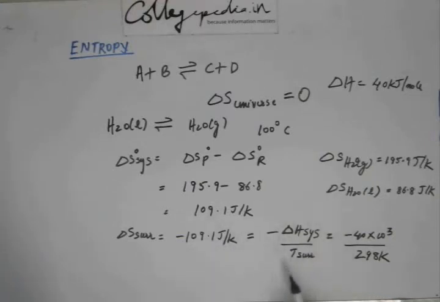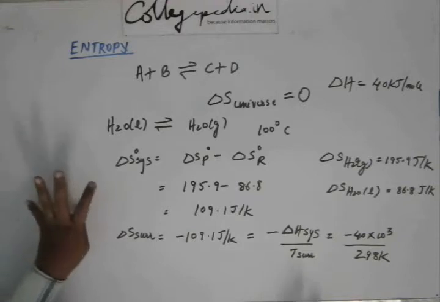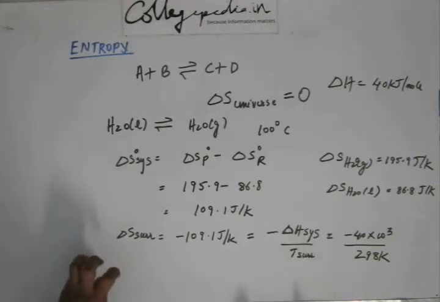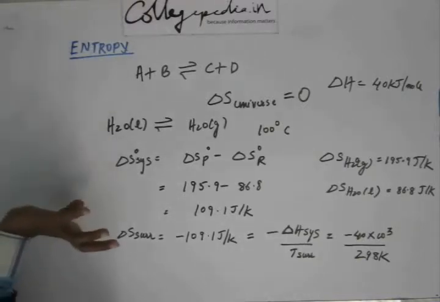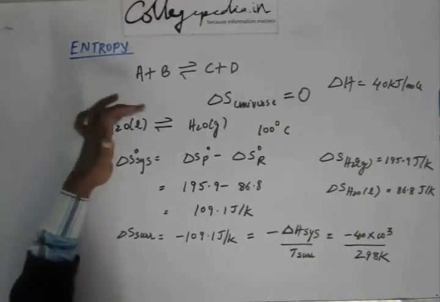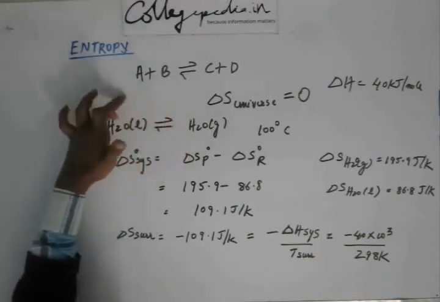So experimentally, using the data of delta H, we can verify that delta S of universe indeed is 0. That just reinforces our discussion before, that delta S of universe should be 0 at equilibrium. So this is important information for you.